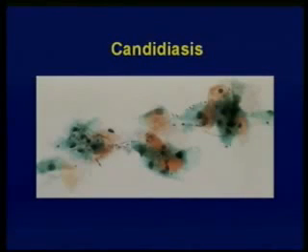Here's candidiasis. What am I looking at? So these are the yeast forms, the pseudohyphae, the long filamentous form. This is a pap smear, I believe, and it's a 10% potassium hydroxide, a KOH prep. And the mucus can be really thick and cheese-like, or it can be thin and watery.